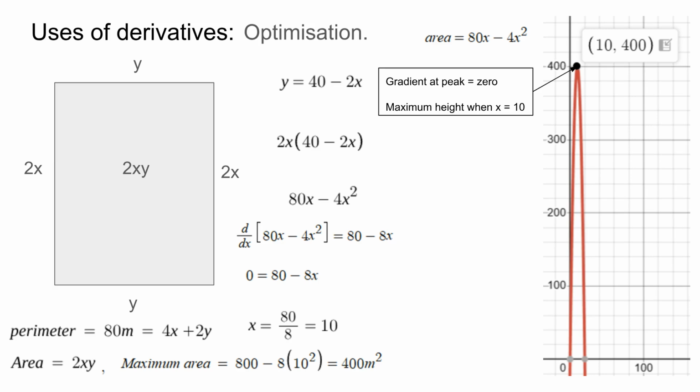We can see this from the equation on the right, with the parabola being at its peak when x equals 10, and this is also where the derivative is equal to 0, as its gradient is also 0.